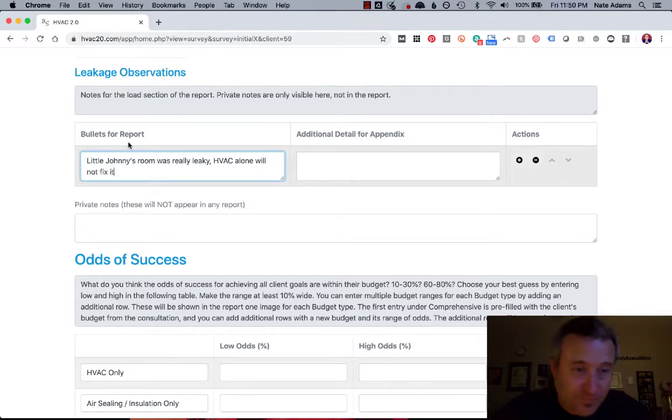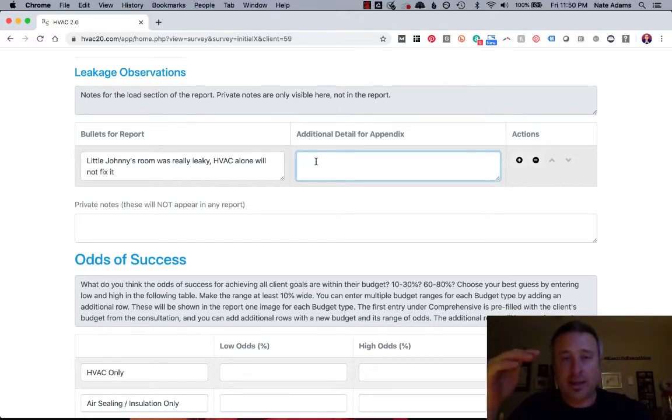So there you go. And we don't have this built out yet, but we're going to have an appendix for stuff that will go at the bottom of the report. So you'll have the graphical report, and then at the end there will be a couple pages of just appendices, various extra information.